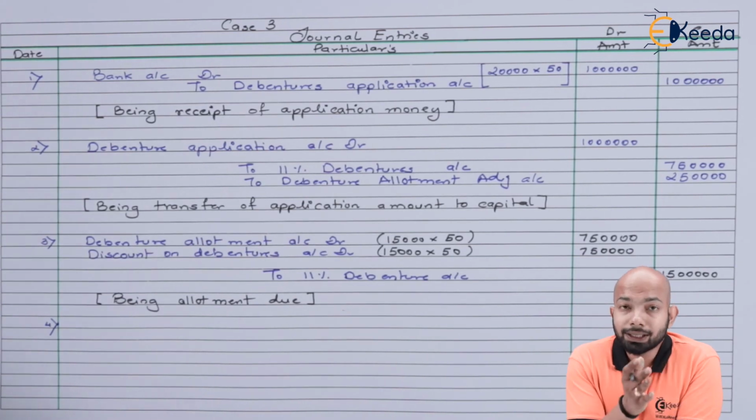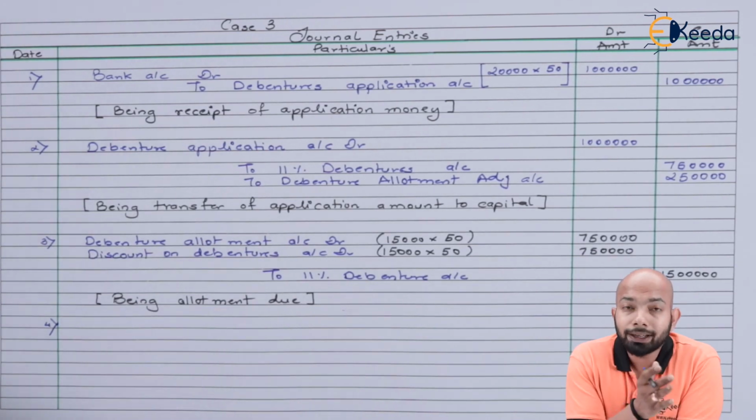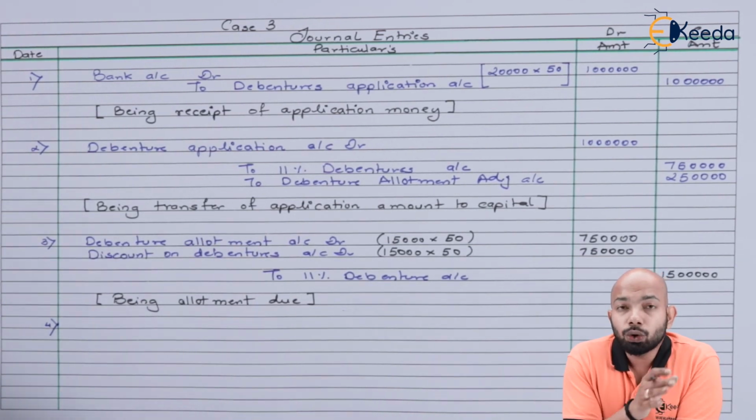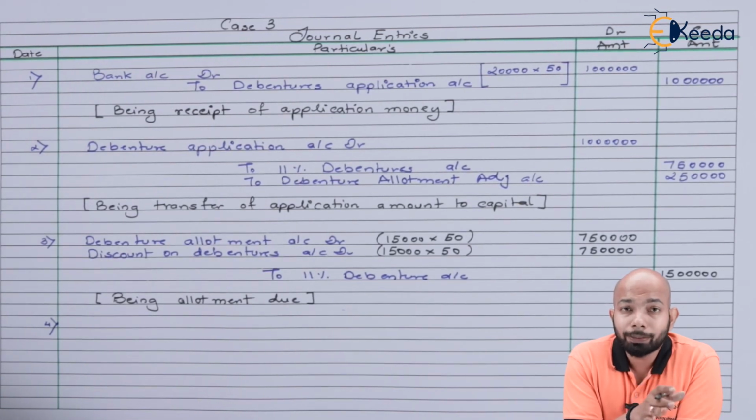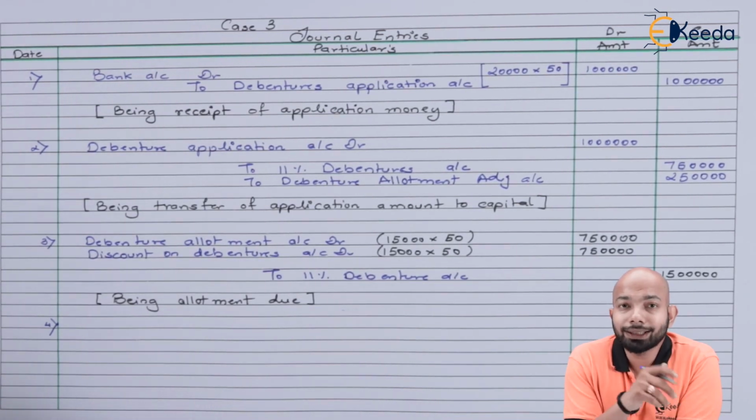Now the next entry will be receipt of allotment money here. As there are no calls in arrears related to allotment, hence there will be no calls in arrears in this phase as well.